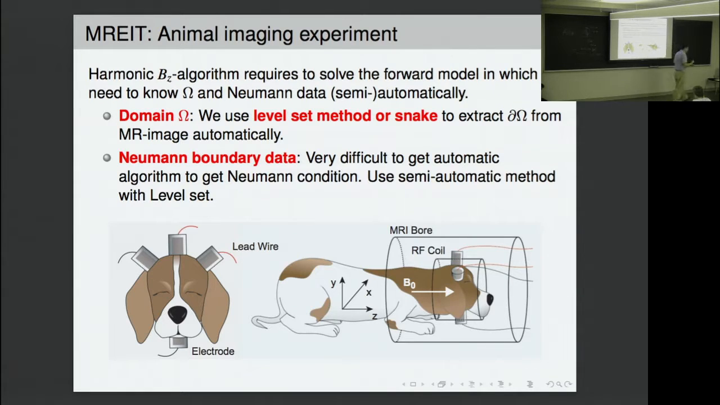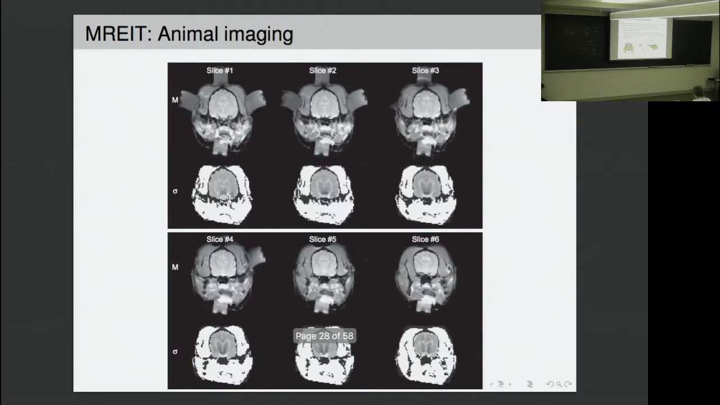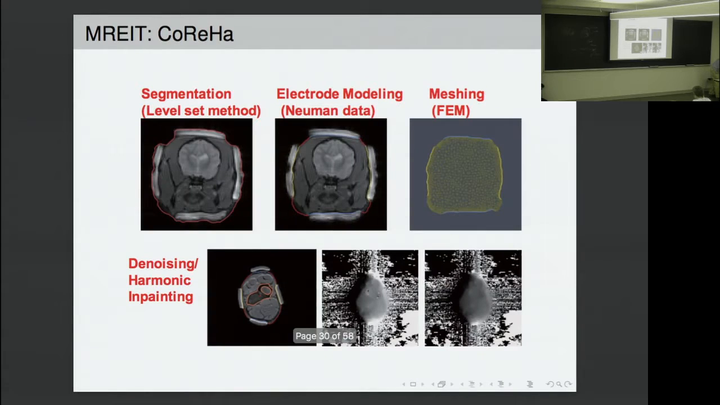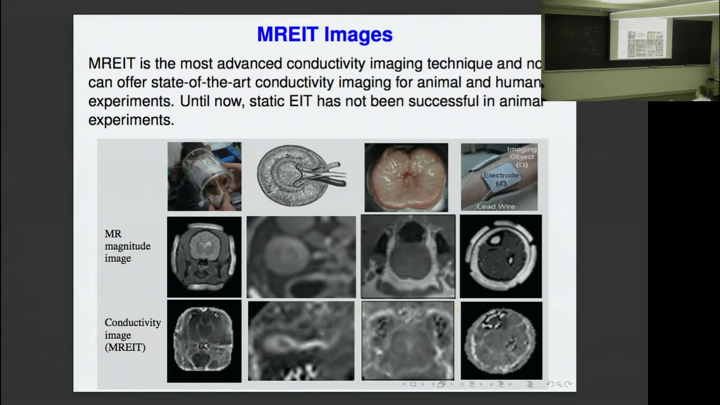So at the time, I started to study image processing using the level set method. I studied that and developed a MATLAB toolkit. The MATLAB toolkit uses the level set method for segmentation, and then you try to find this. So we were very successful, and after that you are very successful in the animal experiment.